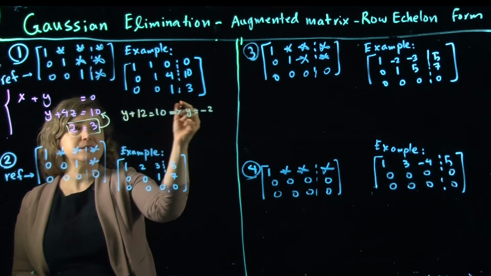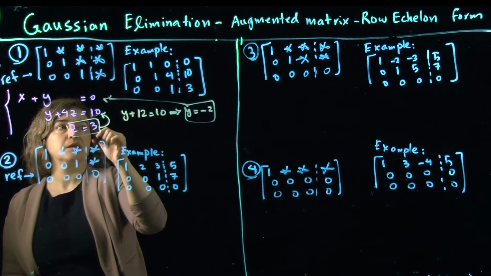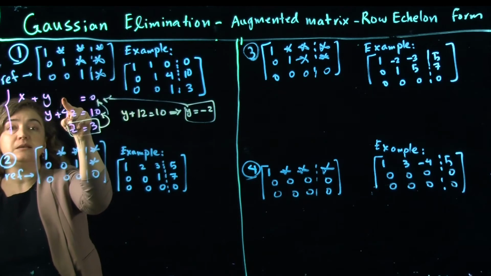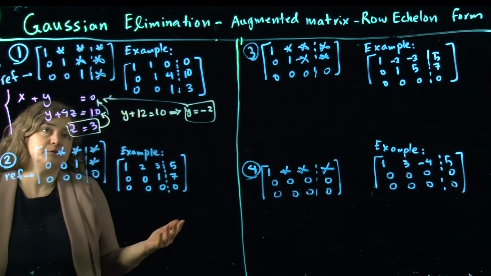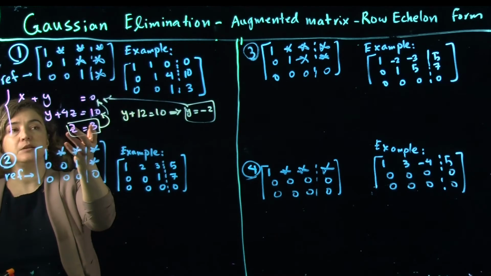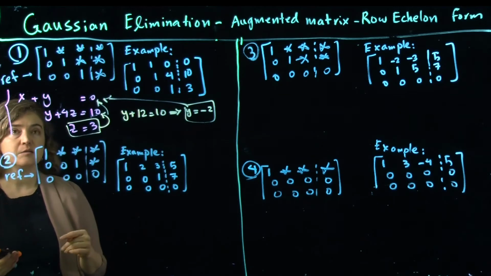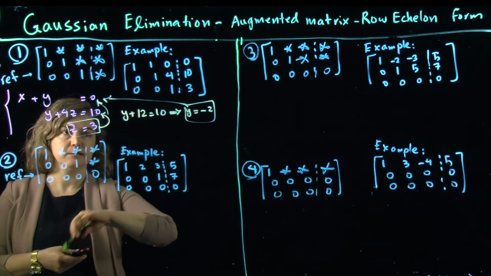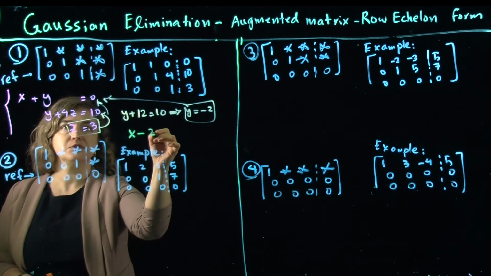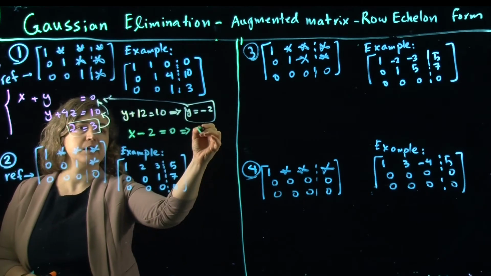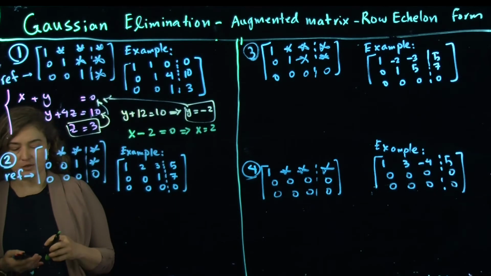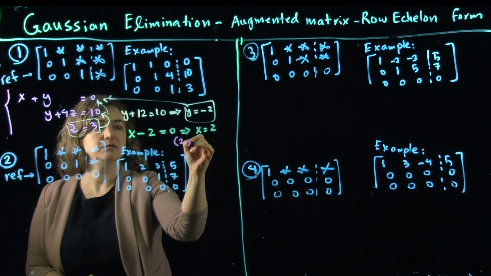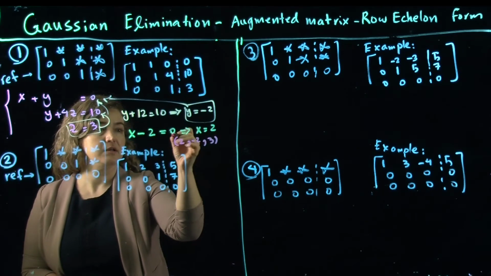Then again, use this, and in this case I don't need to use z equal to 3 because there is no z term in this equation, but normally there are plenty of times that you actually use both of them, and you've seen some of those examples before. And so I plug in y equal to -2 in here, and I get x minus 2 equal to 0, which gives me x is equal to 2. So the solution to the entire system is the unique solution: x equal to 2, y equal to -2, z equal to 3.